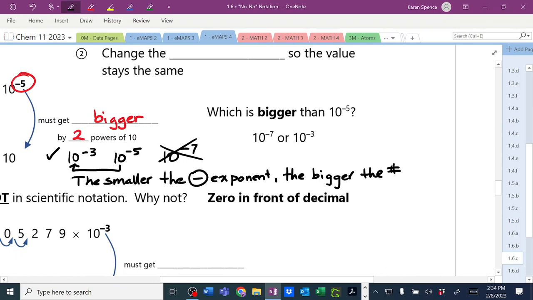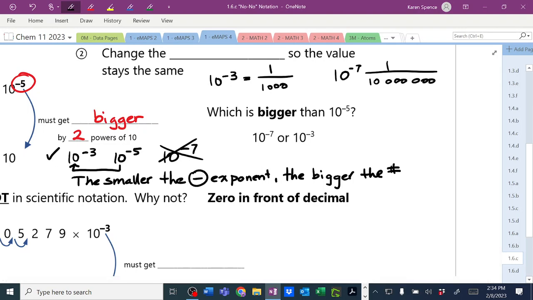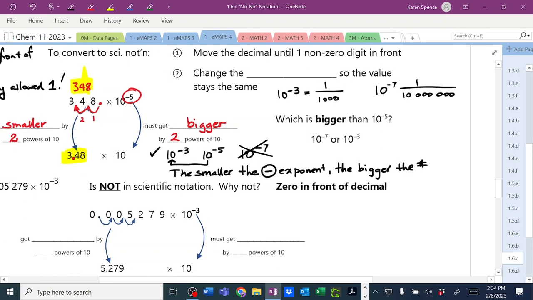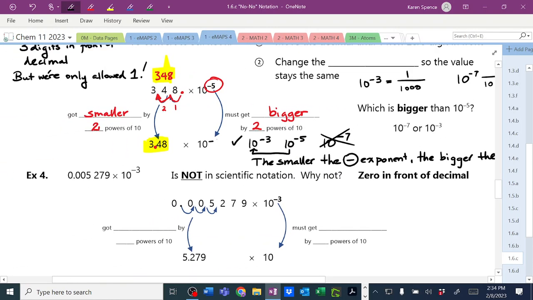So for example, if I was to have 10 to the negative 3, that would equal 1 over 1,000, 1/1000th. But if I had 10 to the negative 7, that would be 1 over 10 million. So that would be 1/10,000,000th, which is a heck of a lot smaller. So this has to be to the negative 3.